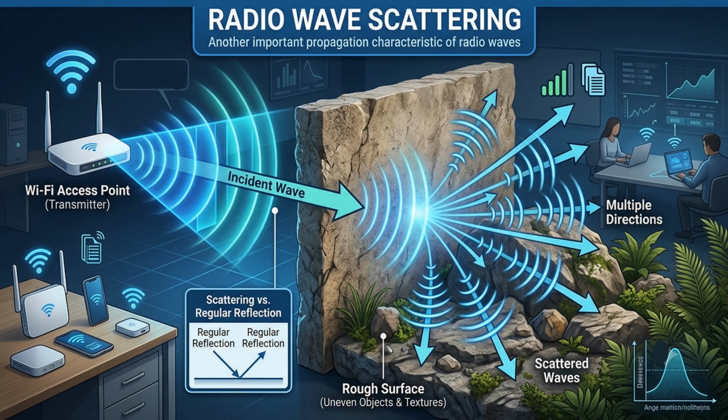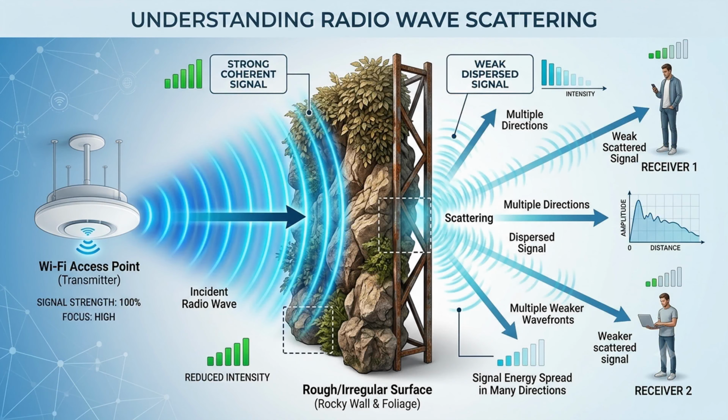Radio wave scattering. Another important propagation characteristic of radio waves is scattering. Scattering occurs when radio waves encounter rough, irregular, or uneven surfaces.